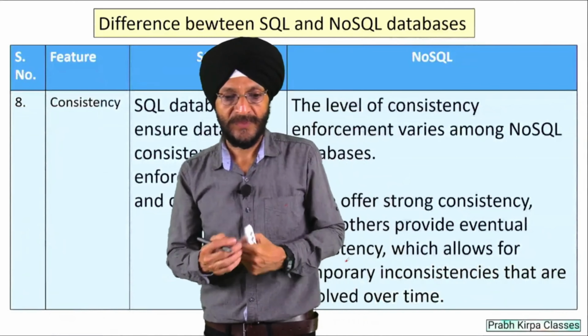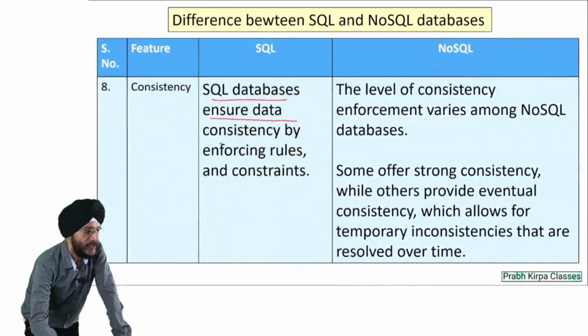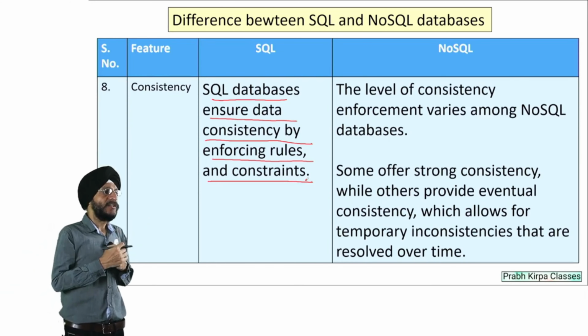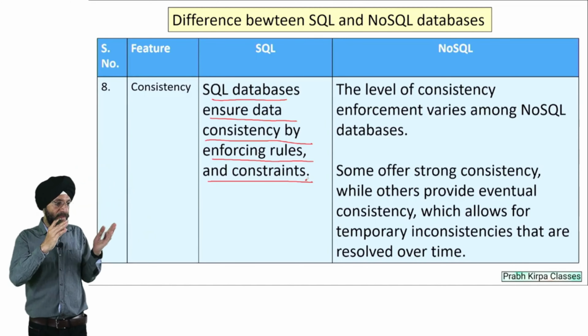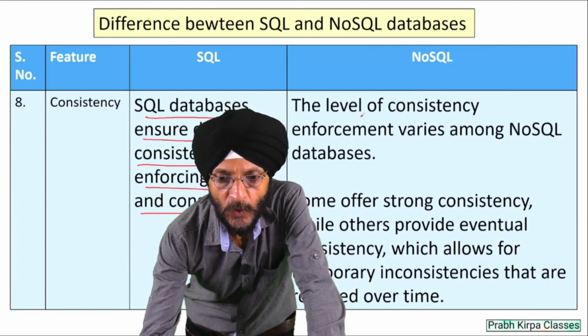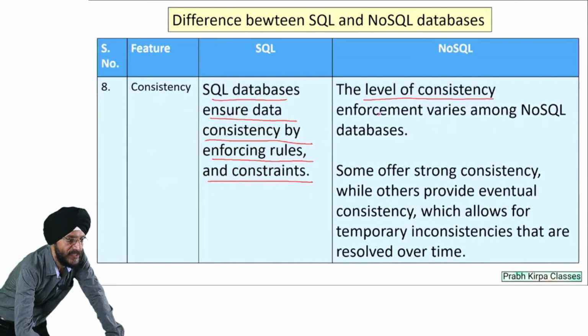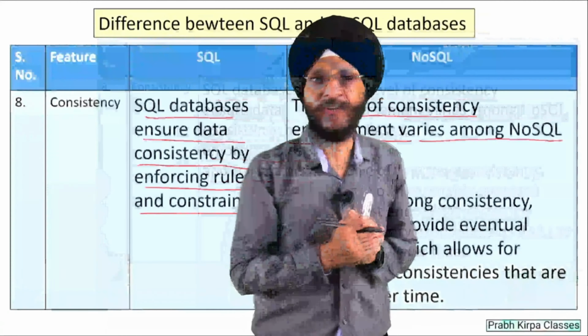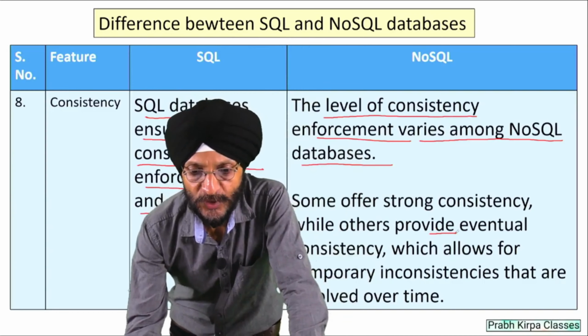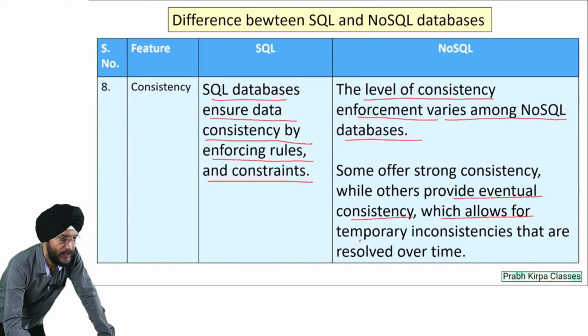Next point is consistency. SQL databases ensure data consistency, enforcing rules and constraints. We will also discuss in detail how the relational model ensures data integrity through constraints and rules. On the other hand, in NoSQL databases, the level of consistency enforcement varies. Some NoSQL databases offer strong consistency, while some other NoSQL databases provide eventual consistency, which allows for temporary inconsistencies that are resolved over time.